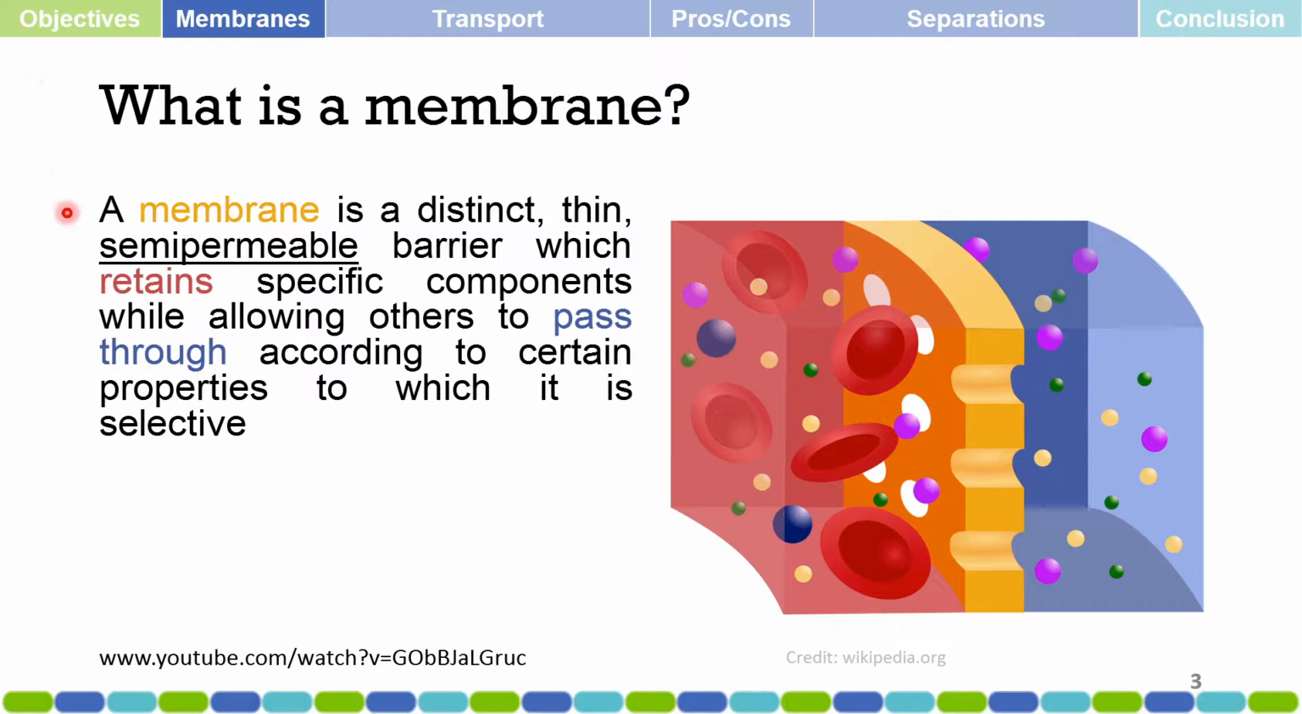First of all, what is a membrane? We can define a membrane as a distinct, thin, semi-permeable barrier which retains specific components while allowing others to pass through according to the certain properties to which it is selective. So, you might be curious and ask, is it different from a filter? Or is the membrane the same as the filter? The answer is both a no and a yes.